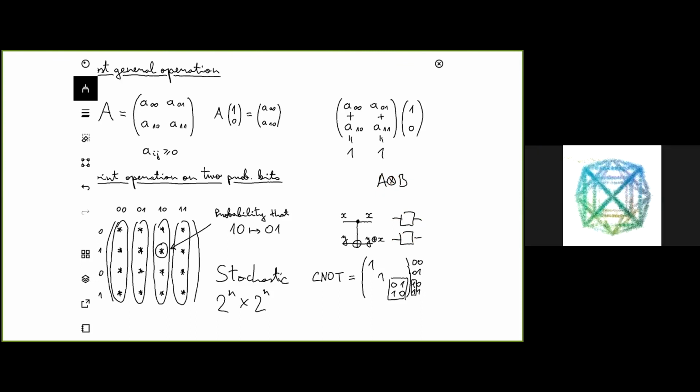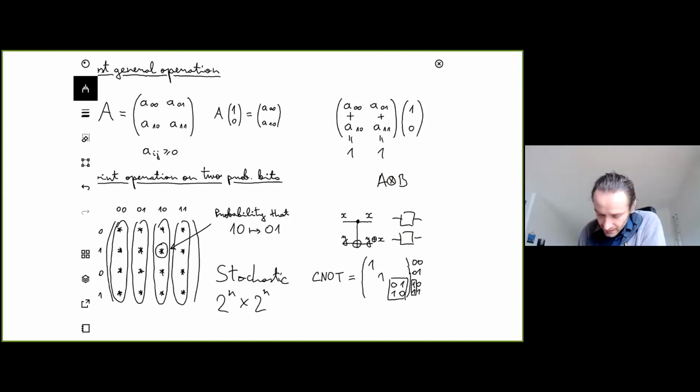But can you maybe write it as a direct sum of matrices? Yeah, so it is a direct sum, exactly. It's a direct sum of the identity matrix and this Pauli X, or this negation matrix. And in quantum computing, you would write it like this.